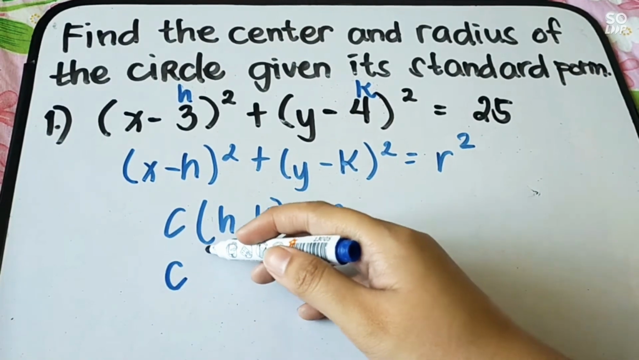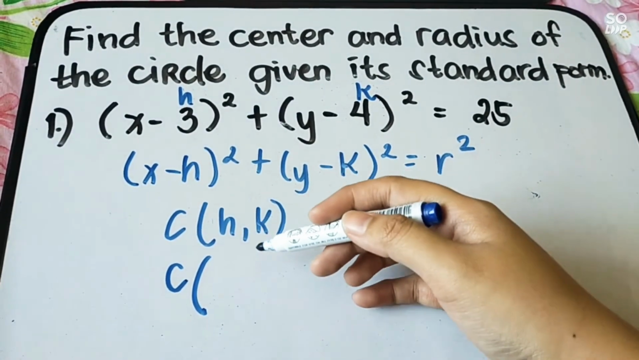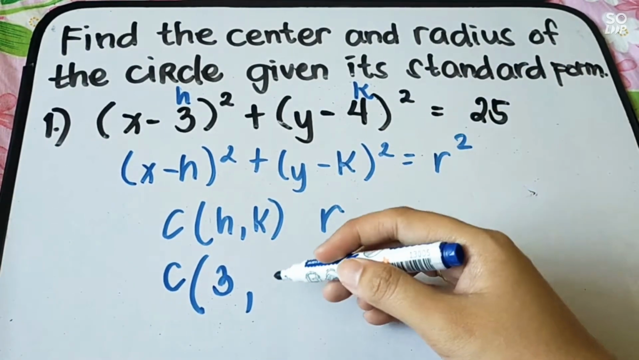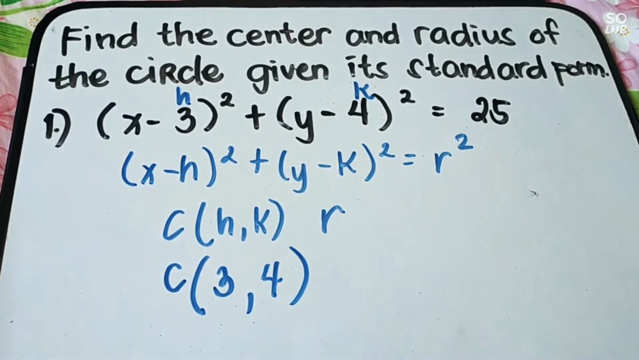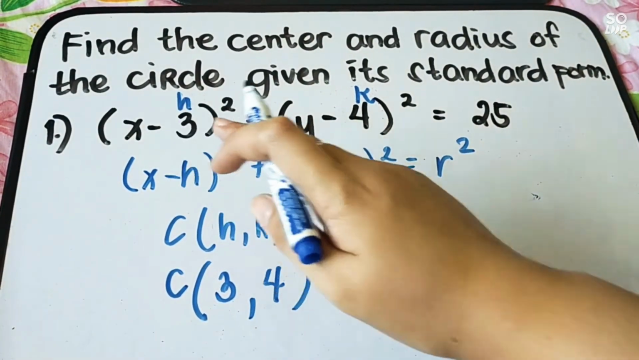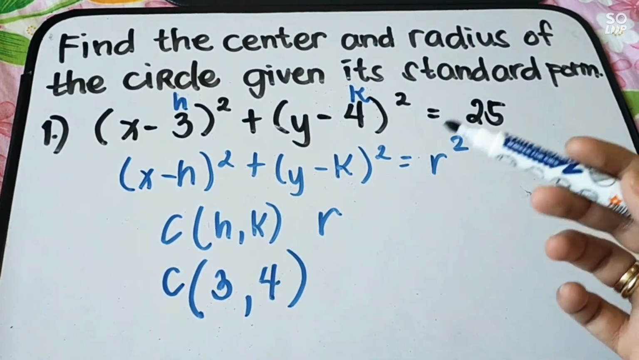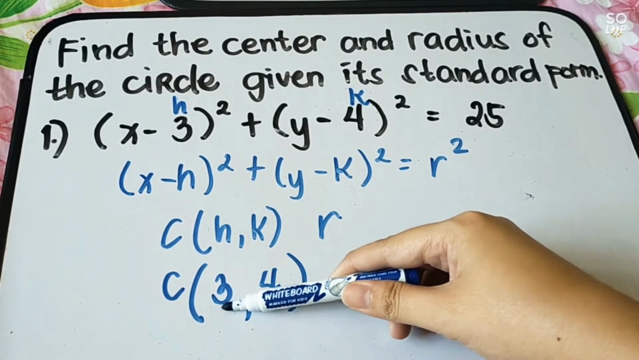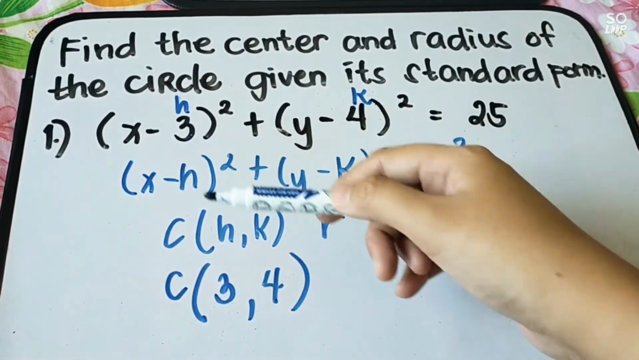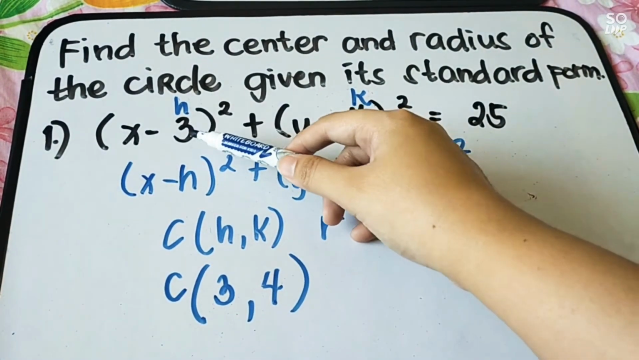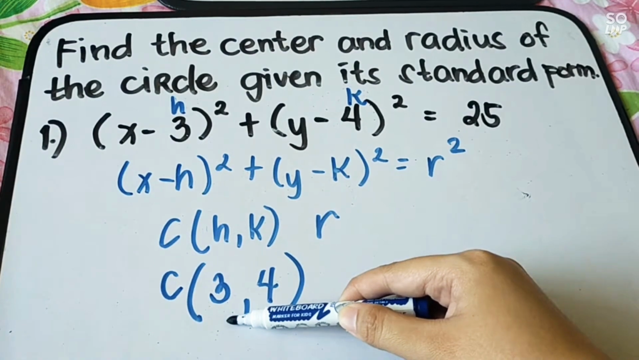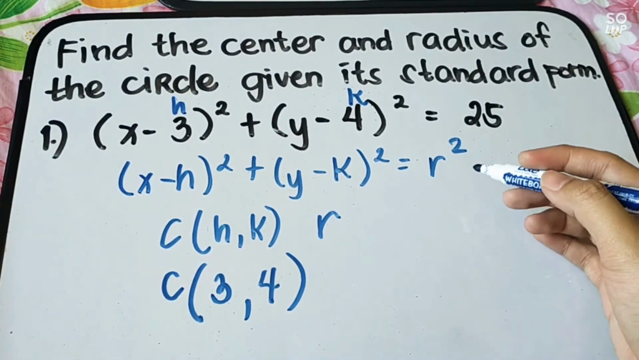So, our center C is, ang h natin ay si positive 3, ang k natin is si positive 4. Ganun lang kasimple. Huwag nyo isasama yung sign niya, ha? Positive siya, kasi pag sinubstitute mo yung 3 dito sa x minus h, it is minus 3. So, tatama siya. Pero kung ito ay positive, gagawin mo siyang negative. Change mo lang yung sign. Is it clear?